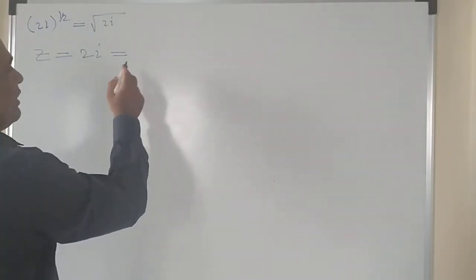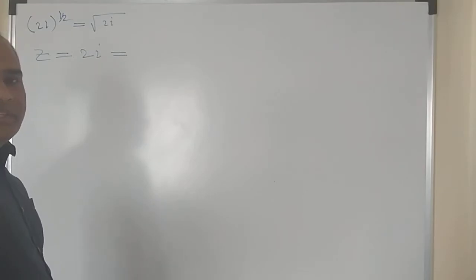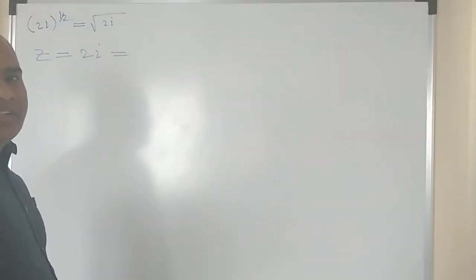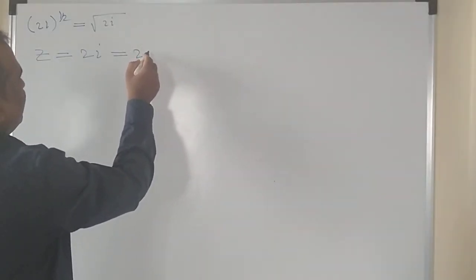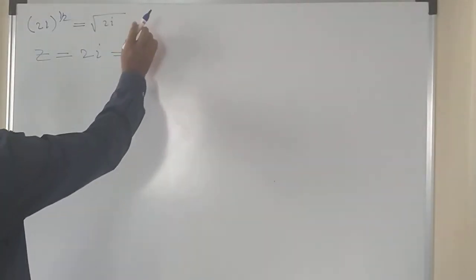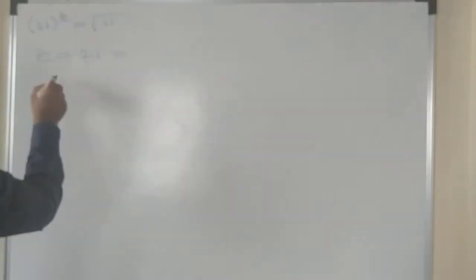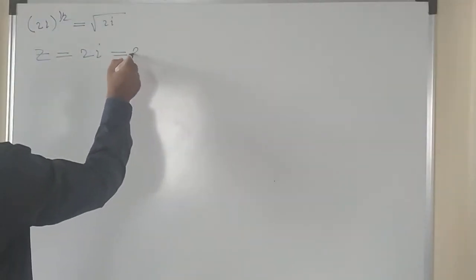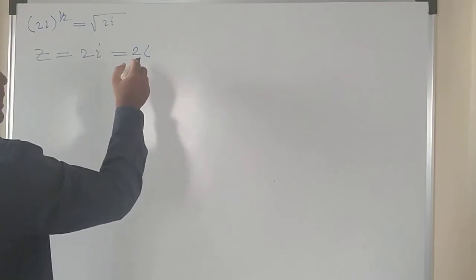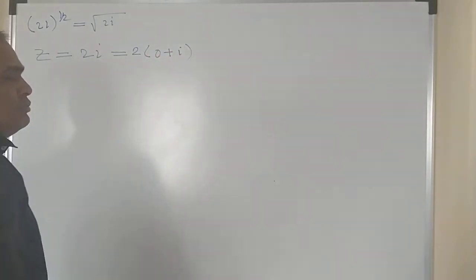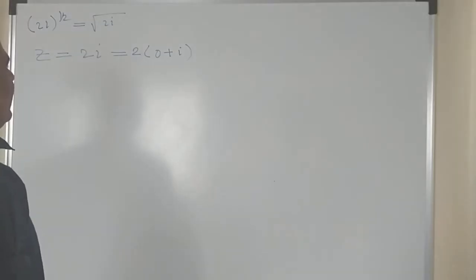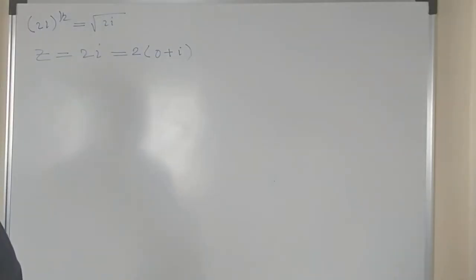The exponential form of a complex number is e raised to i theta, and it is written as cos theta plus i times sin theta. So I should write it in the form of cos theta and sin theta. To get this, let me first write it in the form x plus iy. So x is equal to 0 and y is equal to 1 here. So I can write 2i is equal to 2 into bracket 0 plus i.